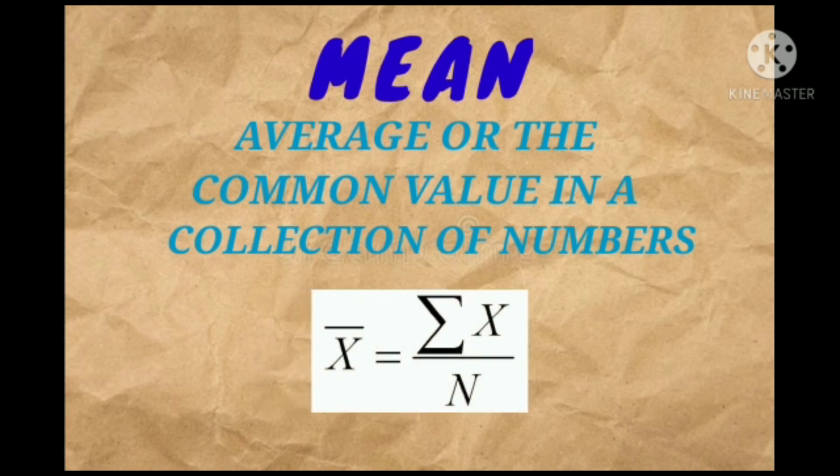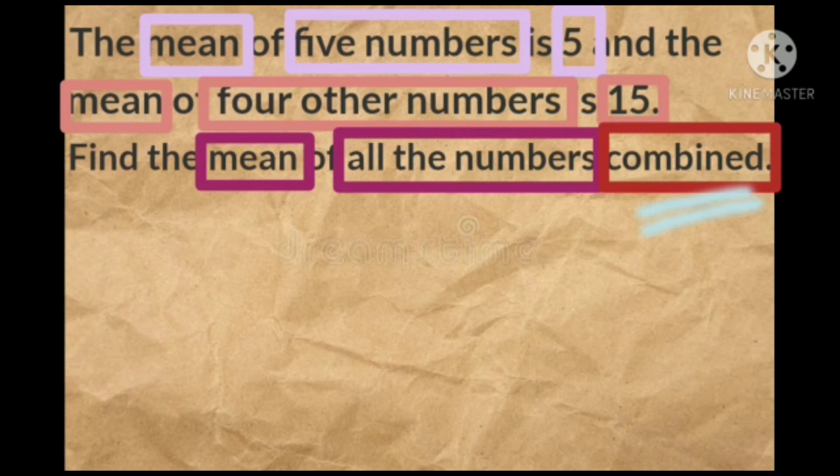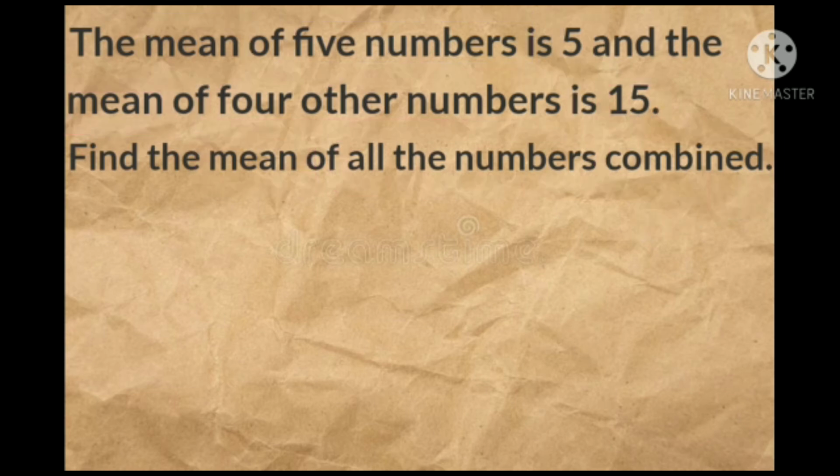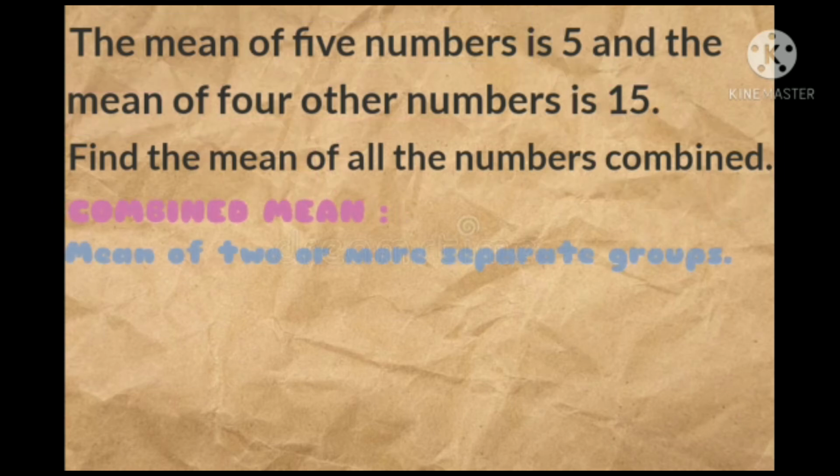So the basic equation would be x bar equals the sum of terms divided by the total number of terms. From our question, these are the keywords obtained, but the most important keywords would be all the numbers combined. So our question is about the combined mean, which means the mean of two or more separate groups.